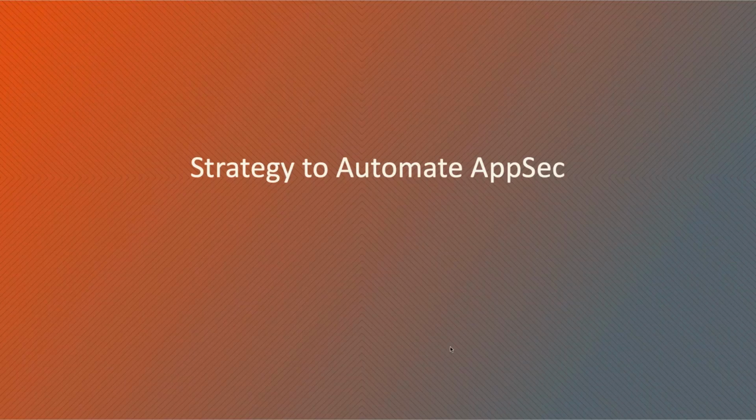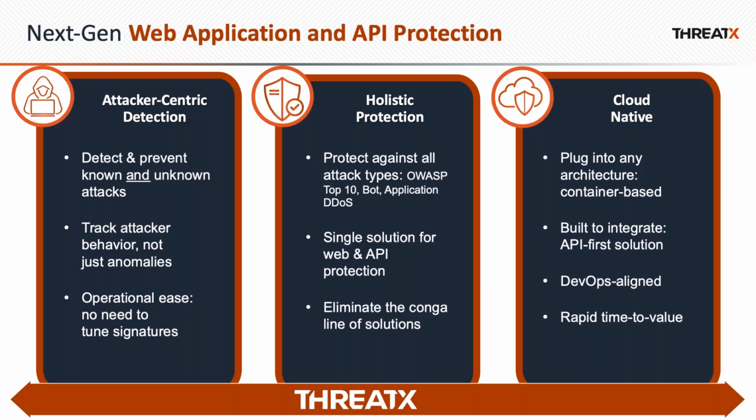Okay. So let's talk about some strategies to automate our application security. We talked about the attacker side, but what about the detection and prevention side of the issue? So at ThreatX, we really see an emerging market in the web application and API protection space. We've seen these kinds of moves in other pieces of the security field over the last few years as well. We've seen a move to UEBA, user and entity behavior analysis, in the SIEM world.